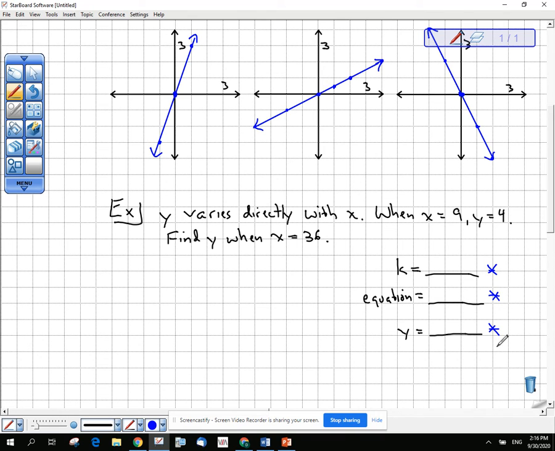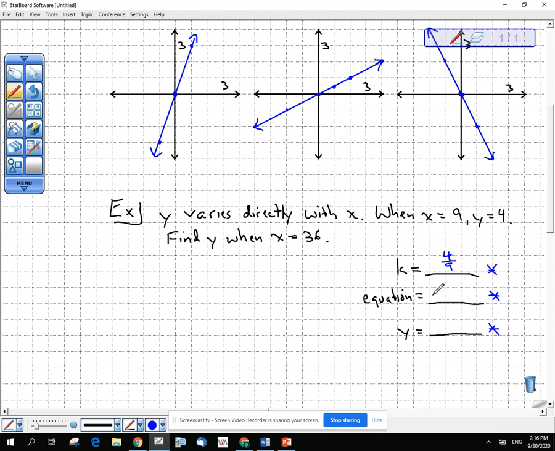And the reason that I do this is because the next video is going to be on inverse variation, and then you can't set up a proportion. So I want to train you now to do it right on direct variation, and then it'll transfer very well to inverse variation. So let's find the k the way we were always finding k. Divide the y by the x. 4 divided by 9. The k value is 4/9. Didn't take any work to do that.